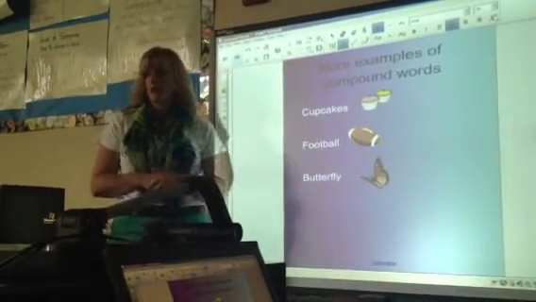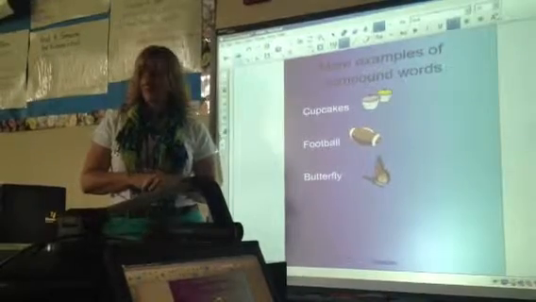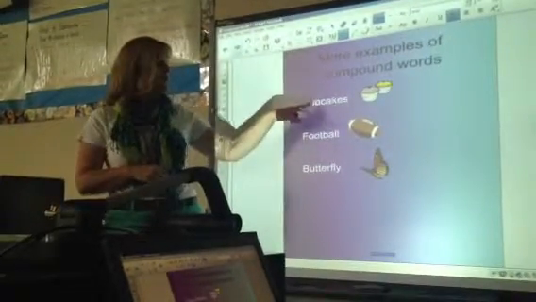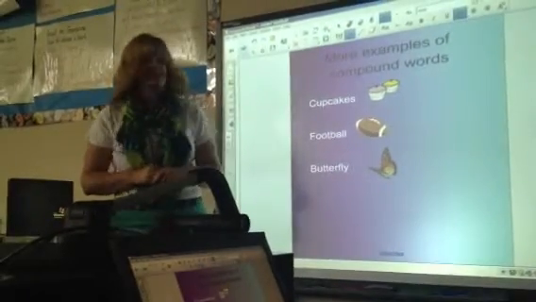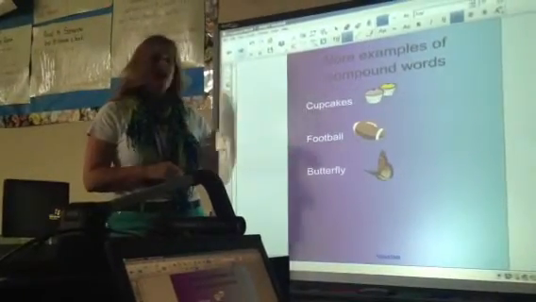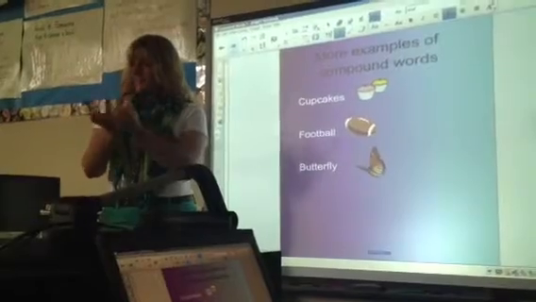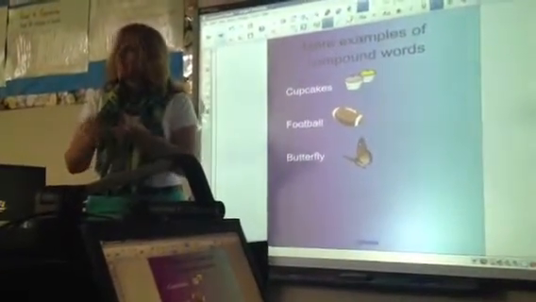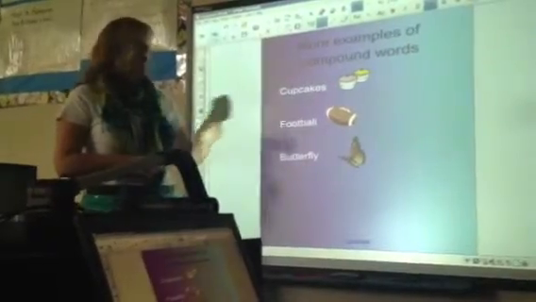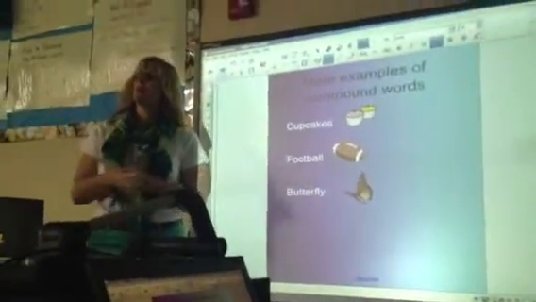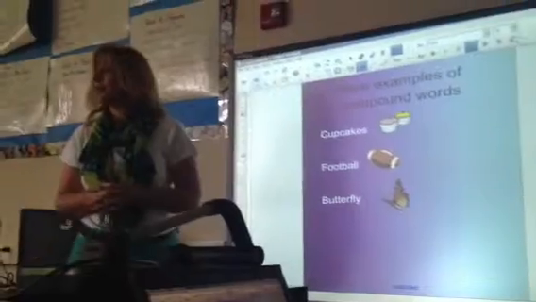One of my favorite things to eat, cupcakes. Ainsley, what two words do you see in the word cupcakes? Cup and cake. Yes, you're exactly right. And a cup, we know what a cup is, right? Okay, it's kind of small, and we know what a cake is. So a cupcake is a small cake. All right? Football. Sydney, what two words? Foot and ball. Foot and ball.